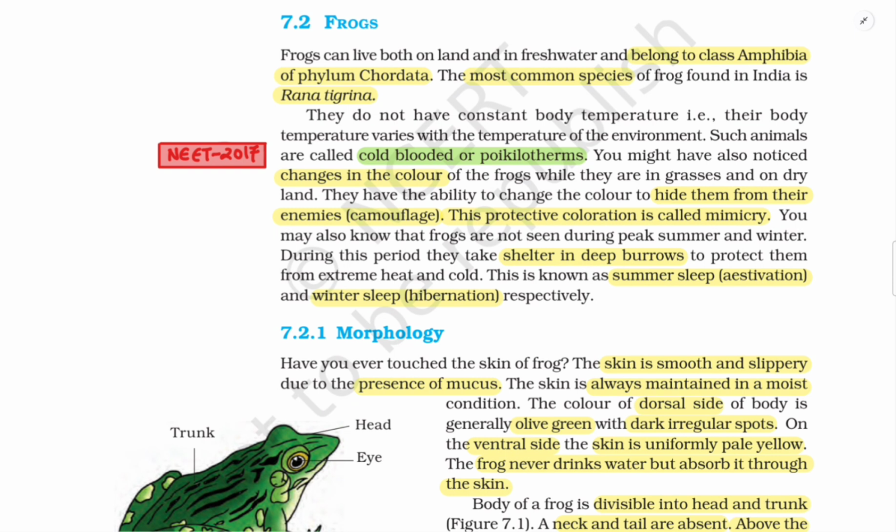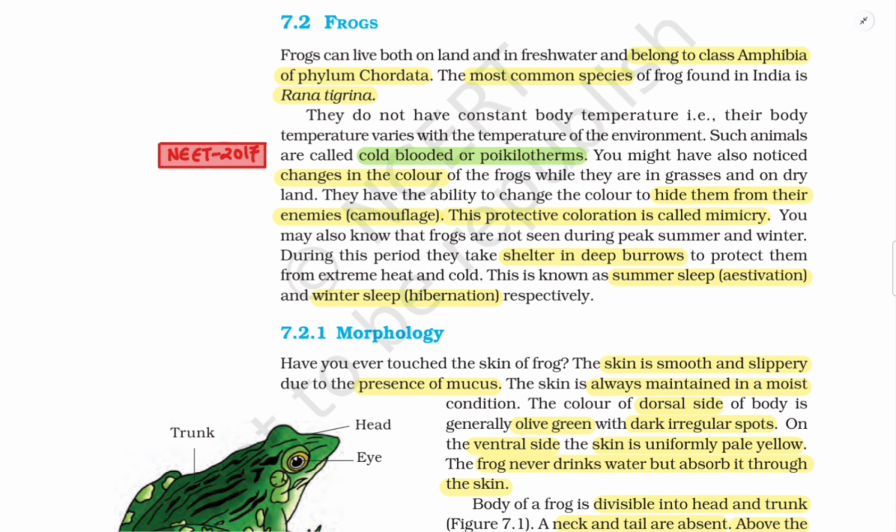You might have also noticed changes in the color of the frogs while they are in grasses and on dry land. They have the ability to change the color to hide them from their enemies, that is also known as camouflage. This protective coloration is called mimicry.